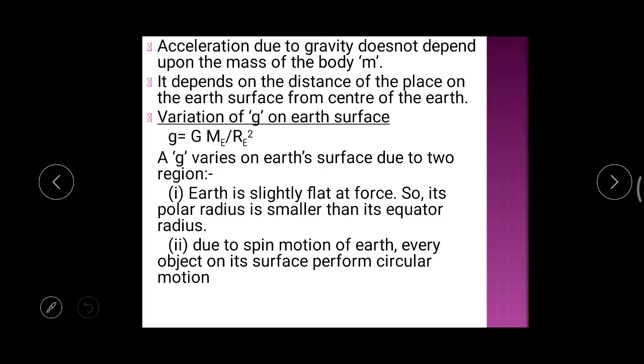It depends on the distance of the place on the earth's surface from the center of the earth. The gravitational acceleration value depends on R_E. Suppose the distance increases or decreases, say at a height h, then it is (R_E + h) squared. And if we are going into a depth, into the surface, then it is (R_E - d) the whole square, that is the distance between the particle and the center of the earth.